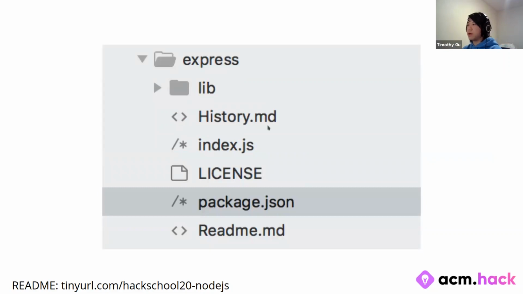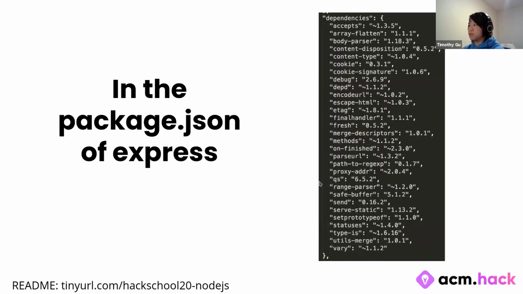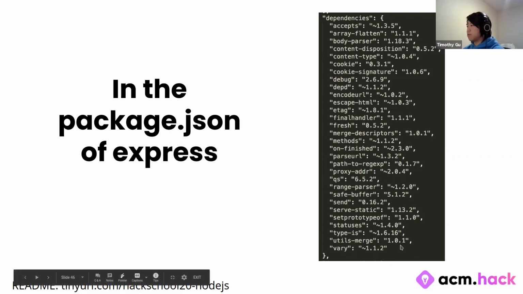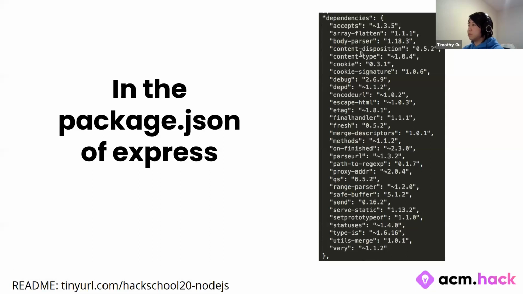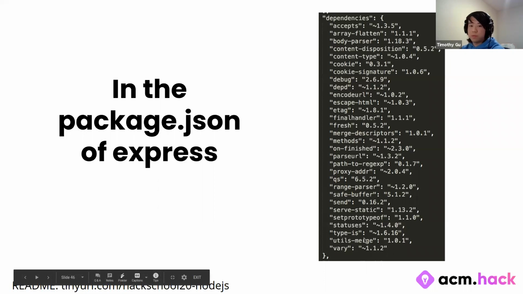Inside of Express, you're also going to see this file called package.json, and that's basically going to list out a bunch of things that Express needs to function. So for instance, with one version of Express, we see that it has a huge number of different packages that it itself needs to function, and we're going to see all of these in our node_modules directory as well.